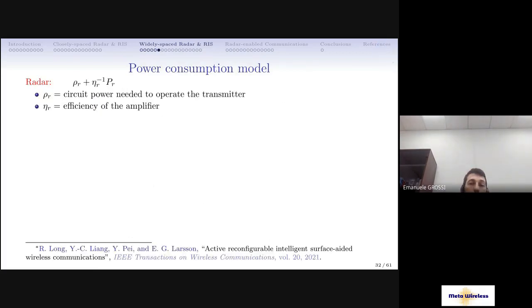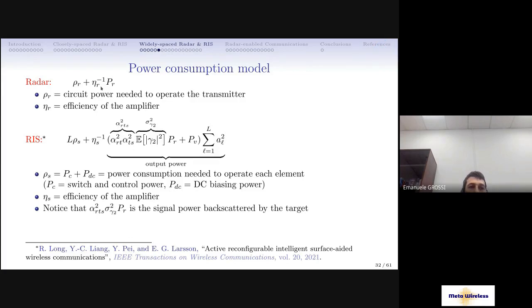Okay, at this point, in order to be able to optimize also the amplification factor of the RIS and the number of elements of the RIS, we need to consider a proper power consumption model. At the radar side, the consumed power is modeled as the sum of the circuit power, rho_r, needed to operate the transmitter, and the radiated power of the radar, P_r, amplified by the term eta_r to the minus 1, where eta_r is just the efficiency of the amplifiers at the radar. This is a number between 0 and 1, so its inverse is greater than 1. So you need a larger power to radiate a power equal to P_r.